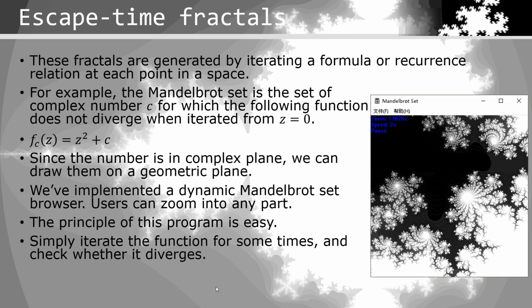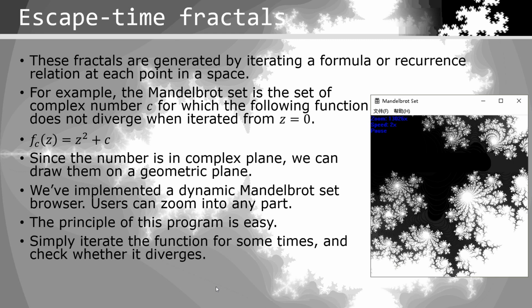Next we will talk about the escape time fractals. These fractals are generated by iterating a formula or recurrence relation at each point in a space. For example, the Mandelbrot set is the set of complex numbers C for which the following function does not diverge when iterated from z equals 0. Since the numbers are in the complex plane, we can draw them on a geometric plane, by using different colors for points or complex numbers that diverge and converge.